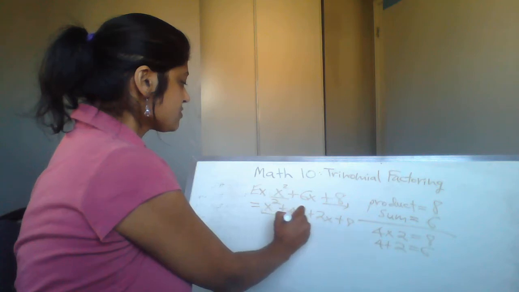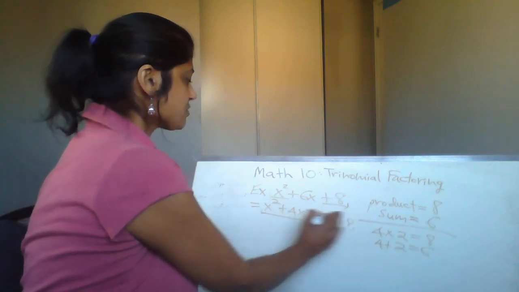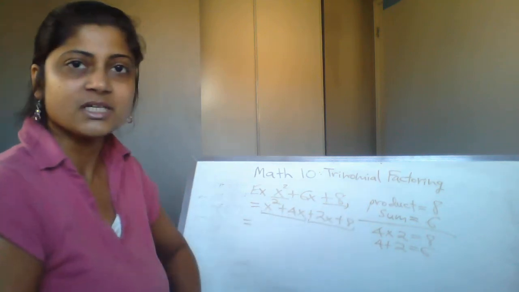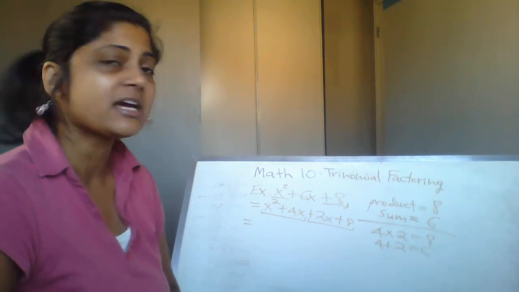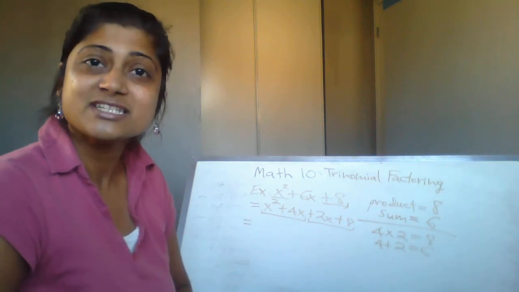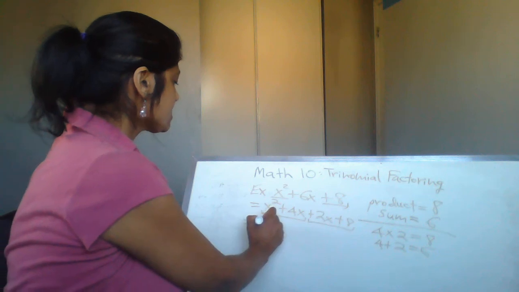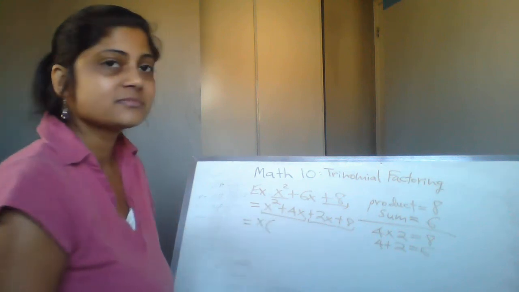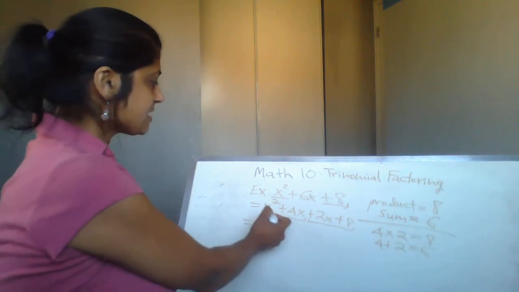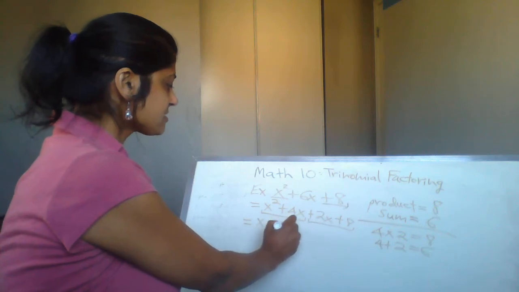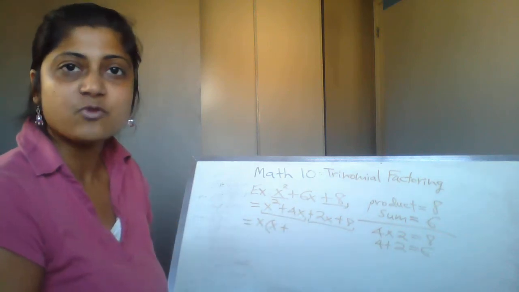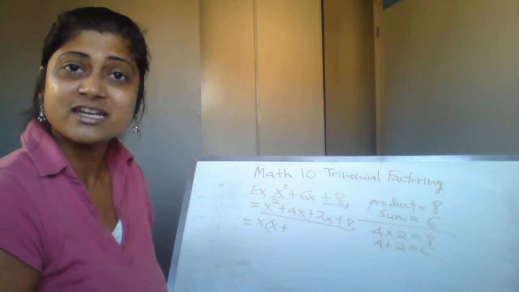In the next step, we are going to group these terms together. So you're grouping the first two terms and the last two terms. In the first two terms, I have x squared plus 4x. I'm going to take out a common factor, which is x here. What I'm left with is, I had x squared, I'm left with x. And the second term is 4x. I took the x out, and I'm left with the 4.